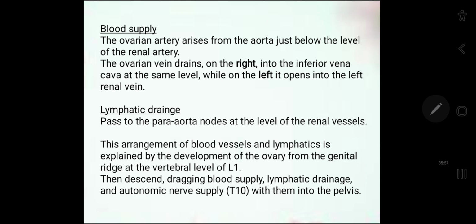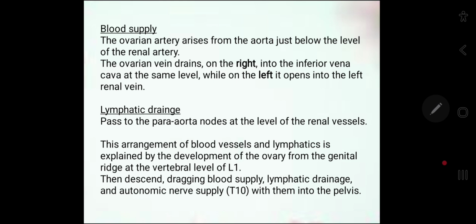The blood supply of the ovary comes directly from the aorta below the level of the renal arteries, while the venous drainage of ovaries is different. The right ovarian vein drains into the inferior vena cava, while the left ovarian vein drains into the left renal vein. This is due to asymmetrical development of the venous system in the embryo, in which the left inferior vena cava regresses intrauterine.